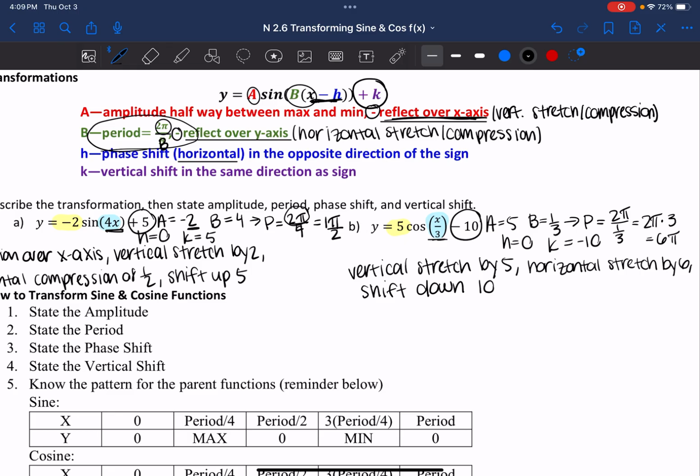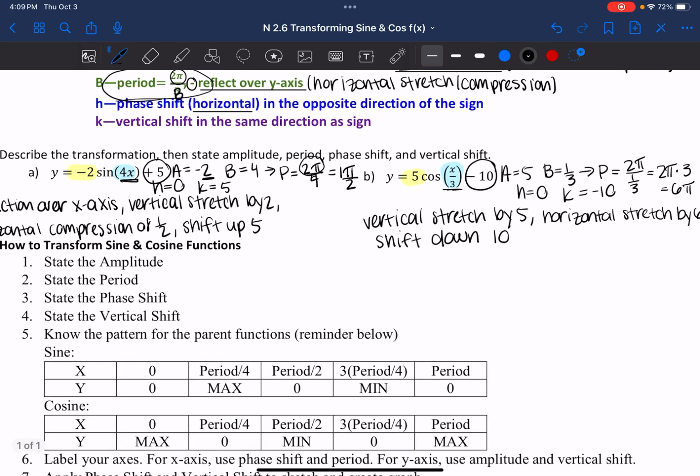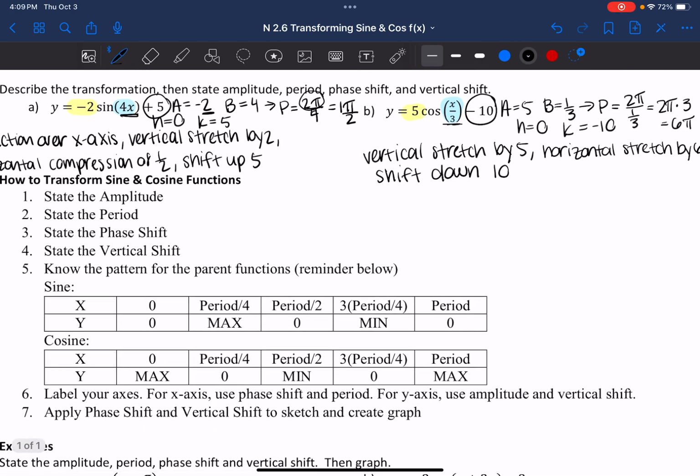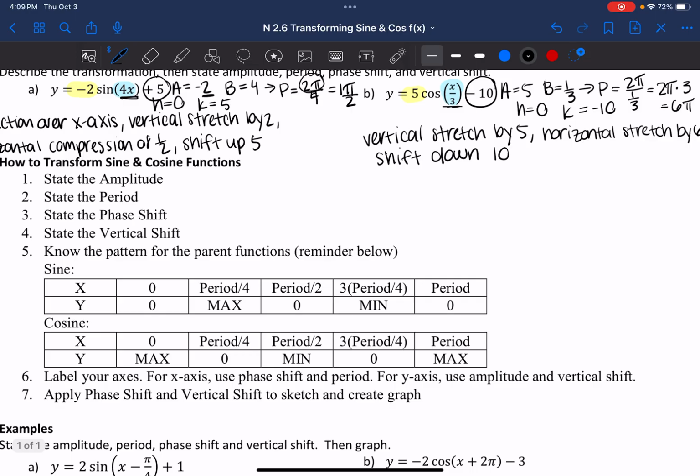So now that we can identify what the changes are we're supposed to be making, now we're going to take a look at our functions and graph them. It says that if we were to transform these on a graph, first we would want to do exactly what we just did on these 2 previous examples. Find the altitude, find the period, find the horizontal shift, find the vertical shift. But in addition to that, we also need to know what the pattern is for our sine and cosine functions so that we know what points we're trying to make our changes to.